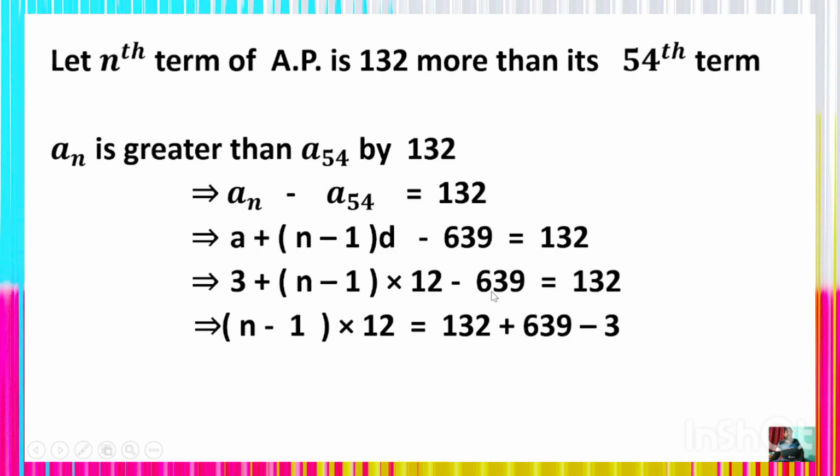Here this minus 639 will be transposed to the right hand side. It will be plus 639. In a similar manner, the plus 3 will be transposed to the right side. It will be minus 3. Thus we get (n minus 1) whole into 12 is equal to 768. Understand? Thus we get (n minus 1) whole into 12 is equal to 768.